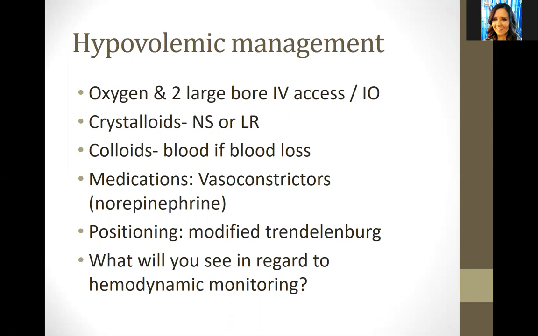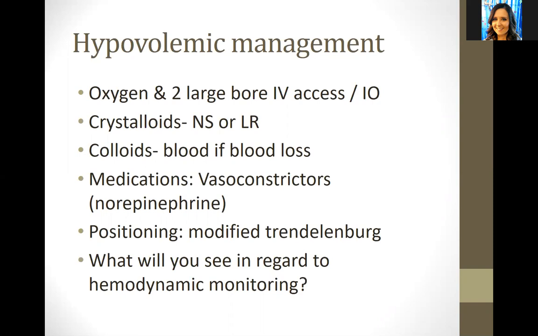Preferably 18s, so 18 gauges, but since they're hypovolemic, they may be clamped down, they might not have good veins. If all you can get in is a 20, we'll take it. So let's give them some crystalloids, number 1. So crystalloids such as normal saline or LR. So with the crystalloids, remember they stay in the vasculature. We're going to give them boluses of these things. The only 2 fluids you can bolus are normal saline and LR.